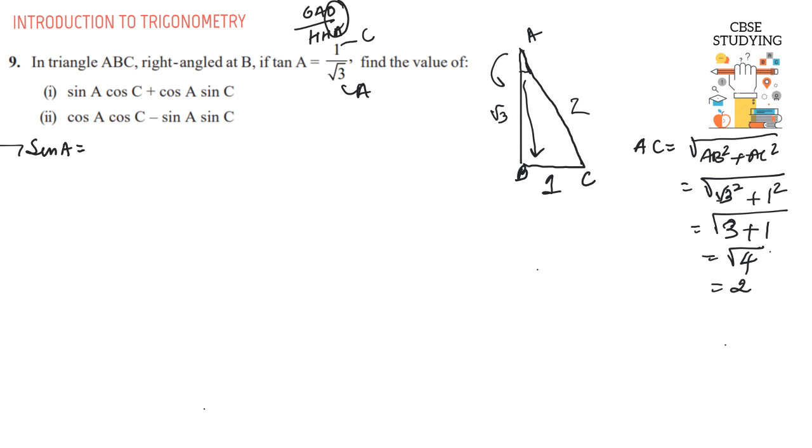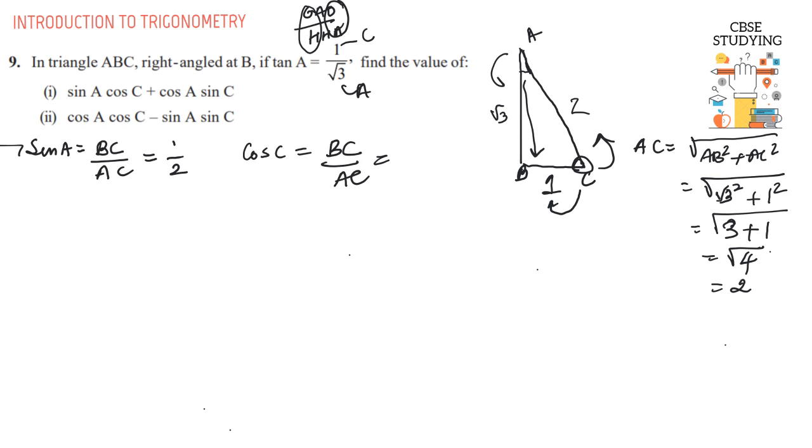Sine A is equal to opposite by hypotenuse. For angle A, which side is opposite? BC. Which side is hypotenuse? AC. BC is equal to 1 and AC is equal to 2. Similarly, cos C. Cos C is adjacent by hypotenuse. So adjacent side is BC, hypotenuse is AC. BC is 1, AC is 2. Correct? And the next question, okay, we'll solve the next question separately.